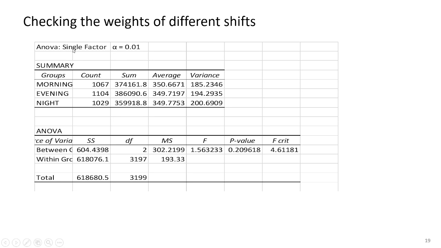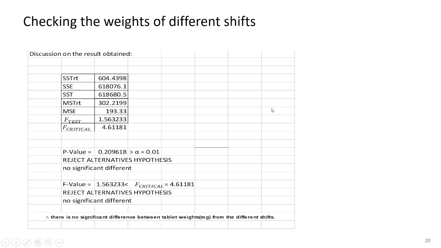Again, for the ANOVA single factor with alpha equals 0.01, we summarize the data and then produce the ANOVA table. So for the f value, p value and the f critical value, after analyzing we can see from the p value we got no significant difference, and from the f value we got no significant difference. So we can say that there is no significant difference between tablet weights from the different shifts.